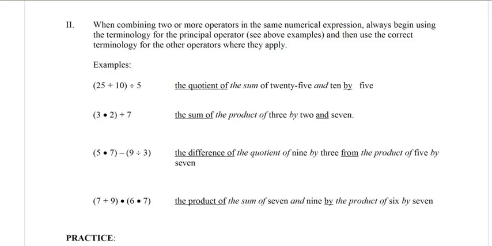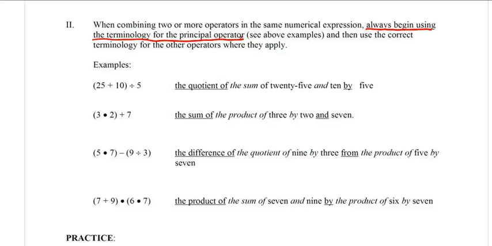Often, numerical expressions contain more than one operation. We use grouping symbols to help us evaluate such an expression correctly. We can also use grouping symbols to help us locate the principal operator. When we translate, we always begin using the terminology for the principal operator, so we need to locate that. Grouping symbols help us find the principal operator. It is the operation that is done last, or it is the operation that is outside the grouping symbols.